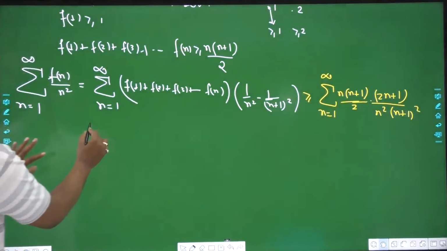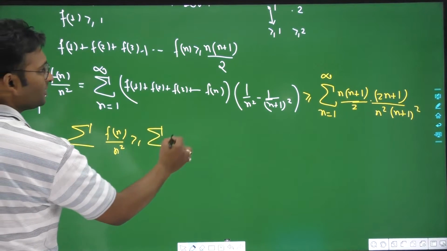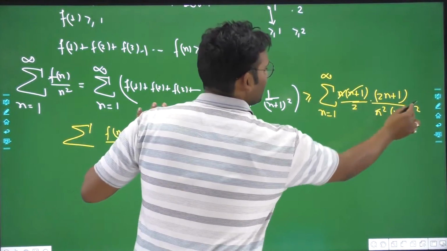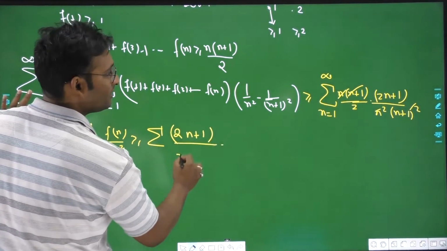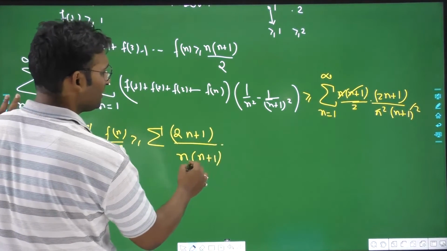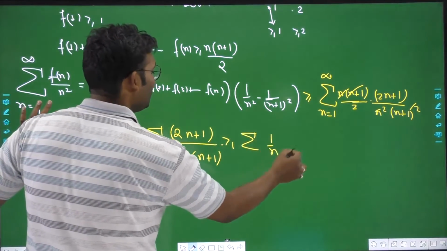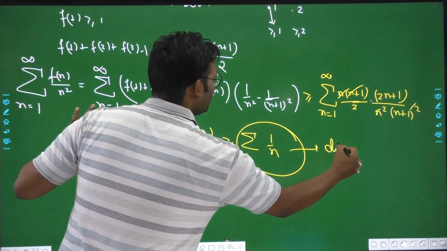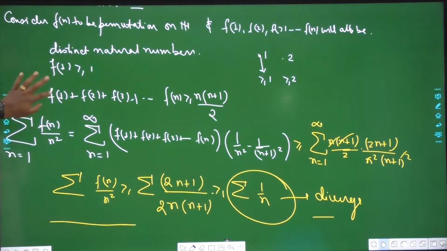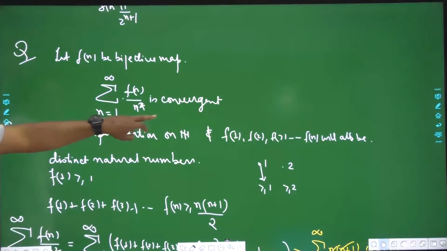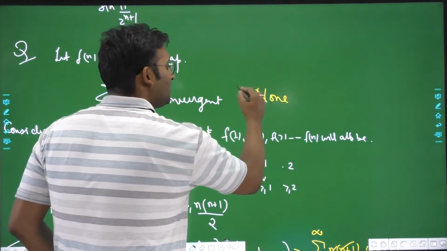So what I'll be getting is that the summation of fn divided by n square is greater than or equal to the summation where n gets cancelled with n and n+1 gets cancelled with n+1. So it is greater than or equal to (2n+1) divided by n(n+1) divided by 2. So basically this is greater than or equal to the summation of 1 upon n, and since this happens to be a divergent series, therefore this is divergent. So the number of bijective functions such that the summation of fn upon n square is convergent is none. So the answer is none.